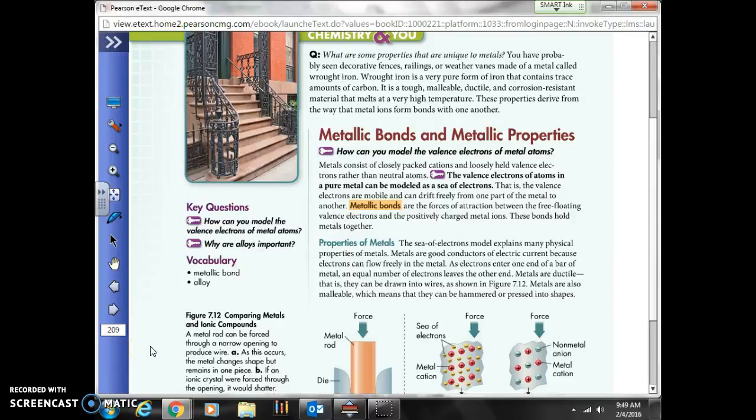Okay, so we're going into 7.3. Ladies, this is a really short chapter. This is in your book on page 209. If you want to follow along on page 209.